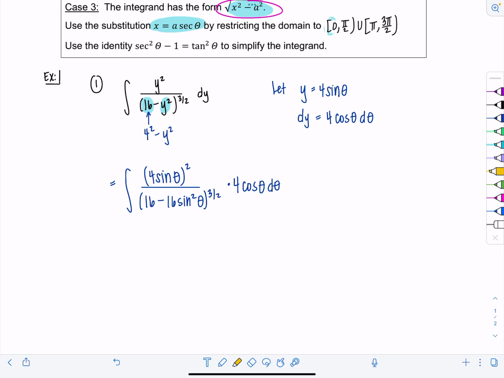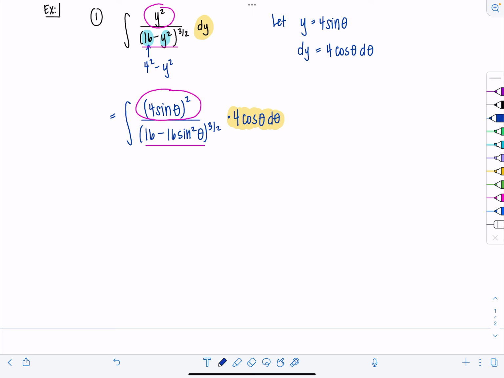So here's dy. Here is my y squared. Okay, and then the denominator you can see here. Let me just underline it so it doesn't get too messy. Okay, now let's clean it up. So check out the numerator. We've got 4 sine theta, that whole thing squared. So that's going to be 16 sine squared theta. And then I'll just put the 4 cosine theta right next to it for now, over, and then watch how we're going to simplify the denominator.